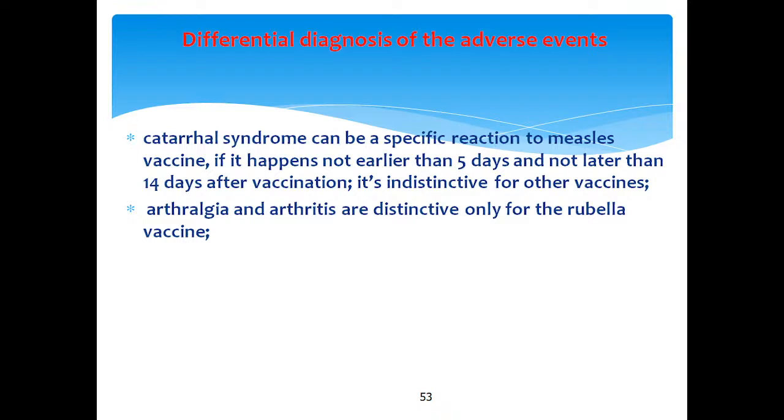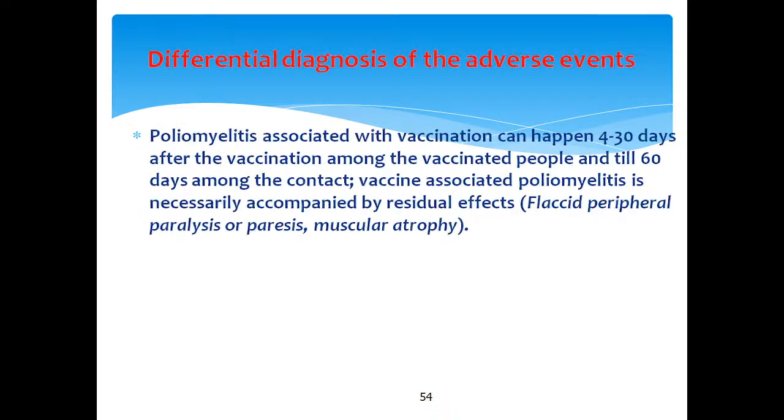Catarrh syndrome can be a specific reaction to the measles vaccine if it happens not earlier than 5 days and not later than 14 days after vaccination. It's not characteristic of other vaccines. Arthralgia and arthritis are characteristic only of the rubella vaccine. Poliomyelitis associated with vaccination can happen 4-15 days after vaccination among vaccinated people, and up to 16 days among contacts. Vaccine-associated poliomyelitis is necessarily accompanied by a residual effect.